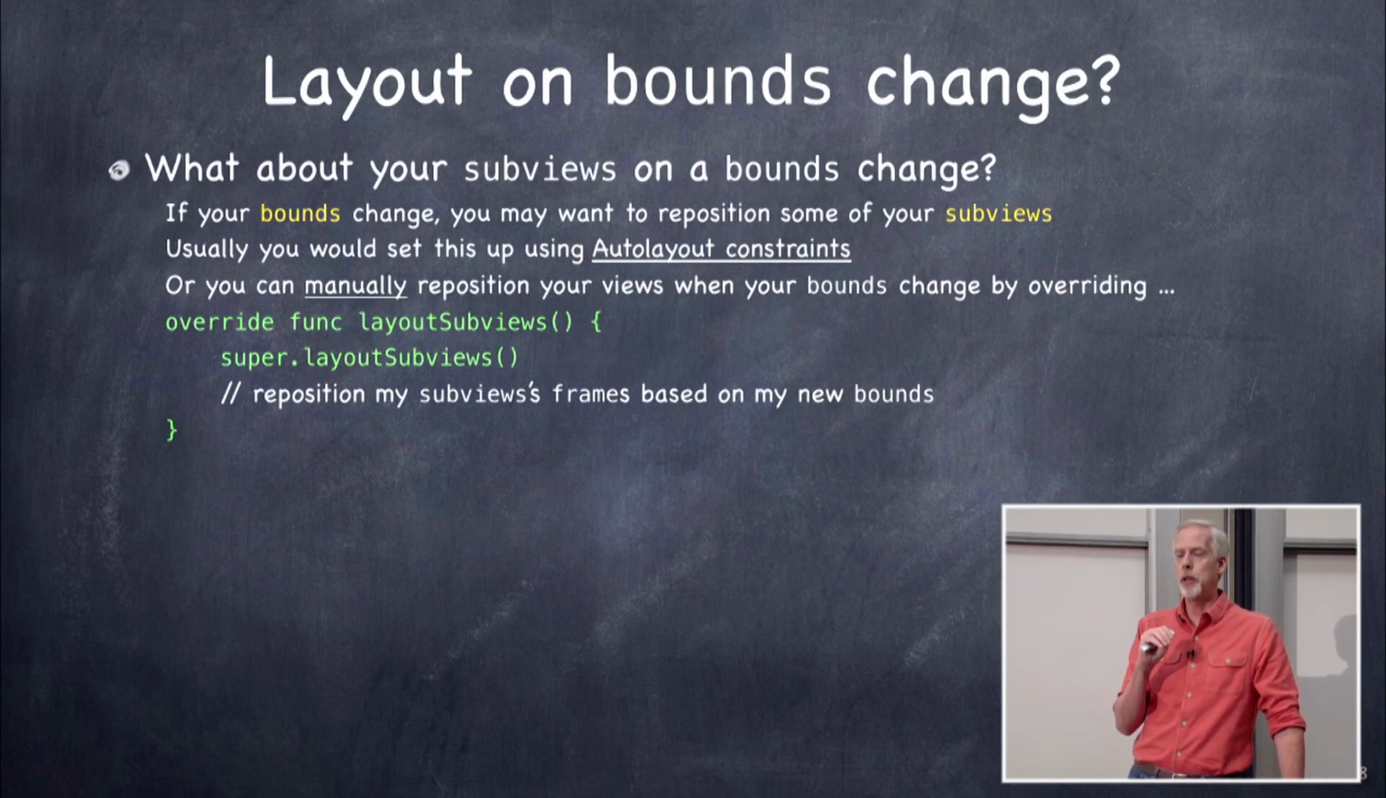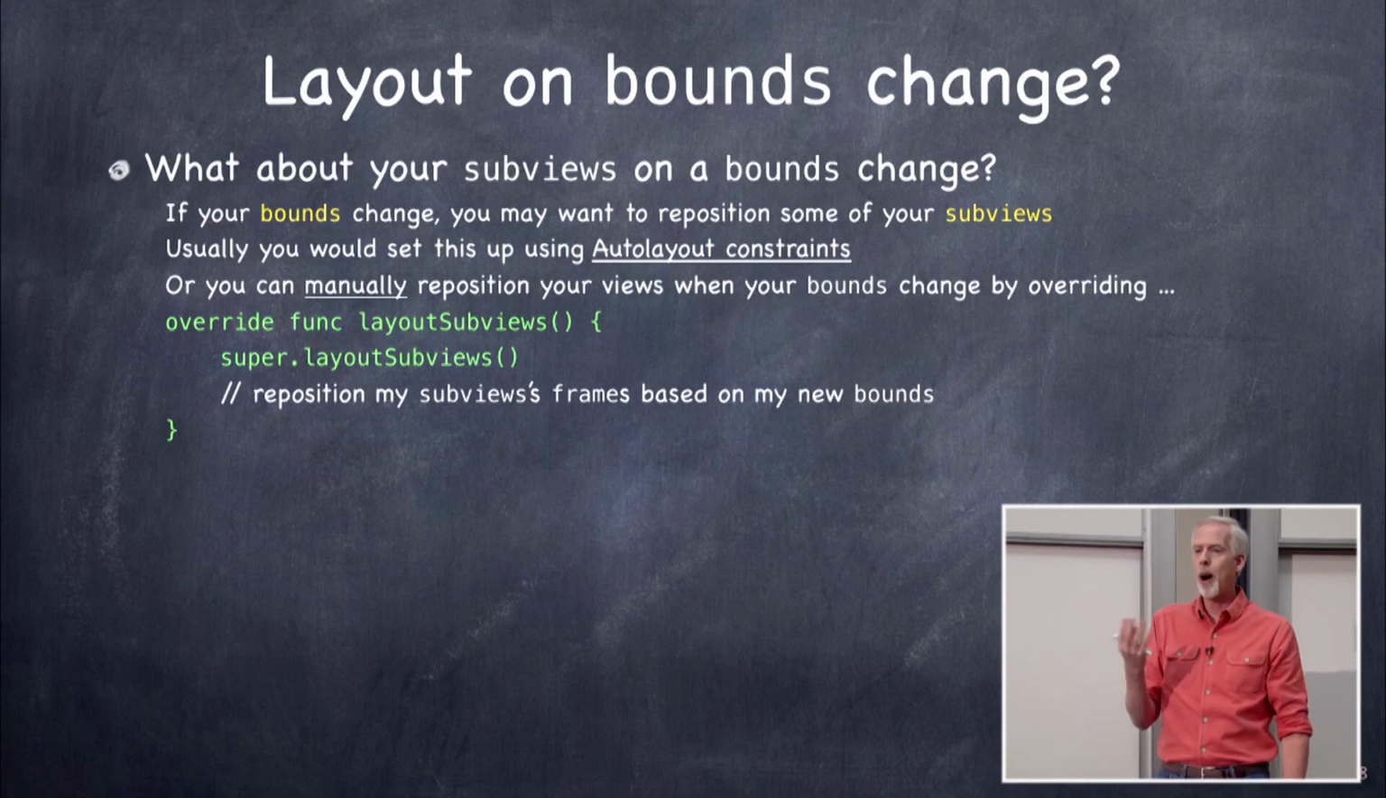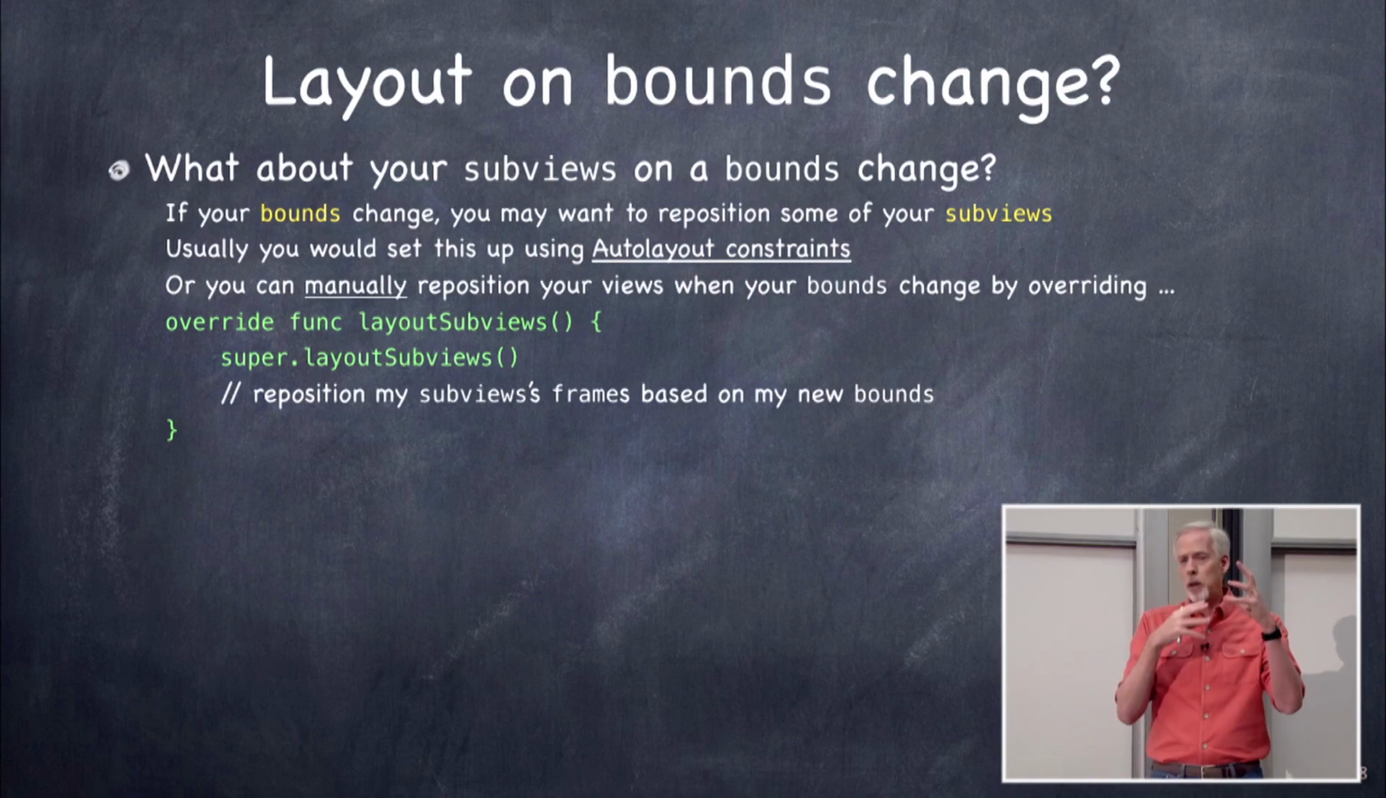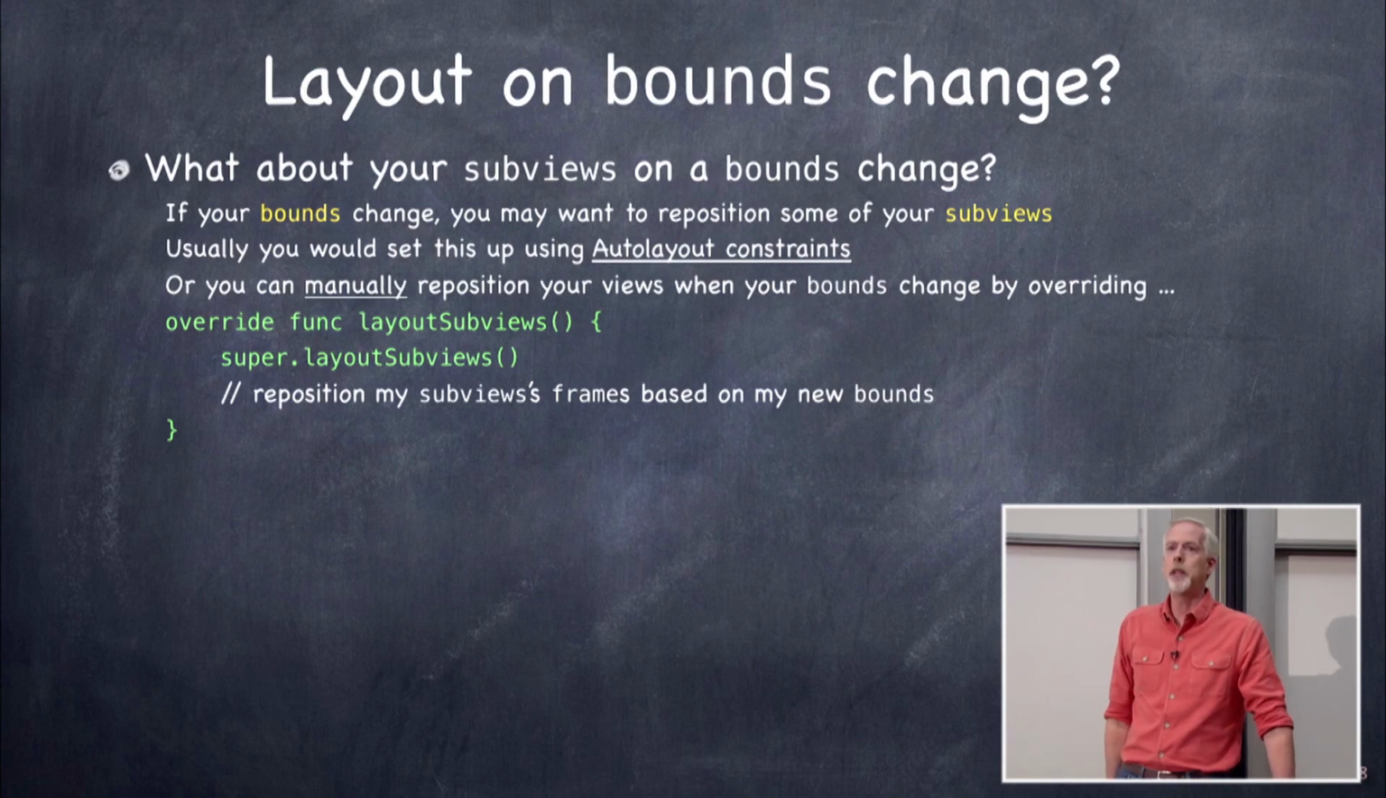Okay? And that might be true of your assignment 3, whatever view contains your cards, probably not going to use auto layout. It would be almost impossible to write constraints that would work for laying out an arbitrary number of cards in arbitrary bounds. Okay? You're probably going to want to do that in code.